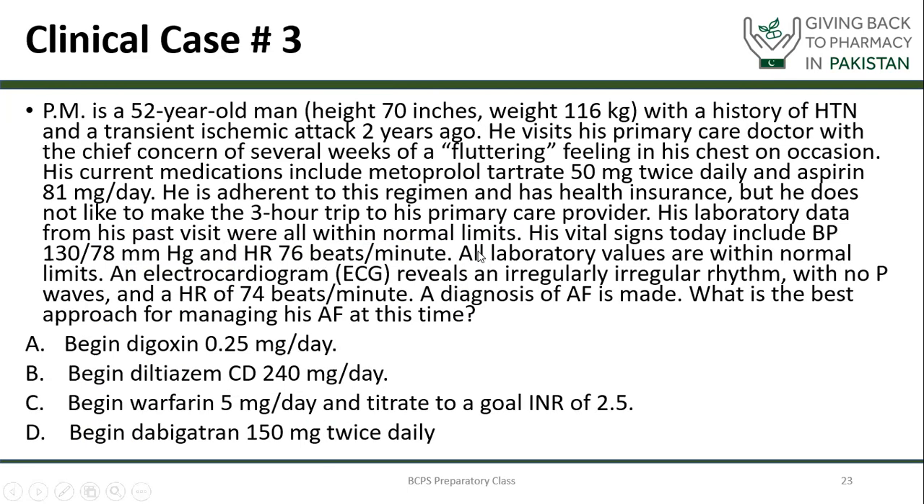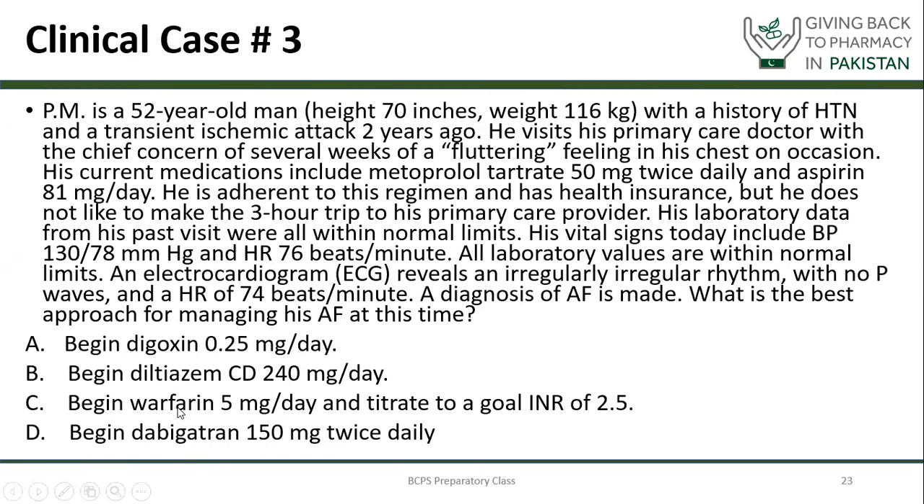So first of all, the most important thing is that you have to start the anticoagulation therapy, because these two things are not treating the atrial fibrillation. If he has to be treated for the atrial fibrillation, the choices will be amiodarone, dofetilide like this. With digoxin, with diltiazem, the patient is not being treated for atrial fibrillation. The purpose of this question is to tell us what kind of anticoagulation therapy we are supposed to start.